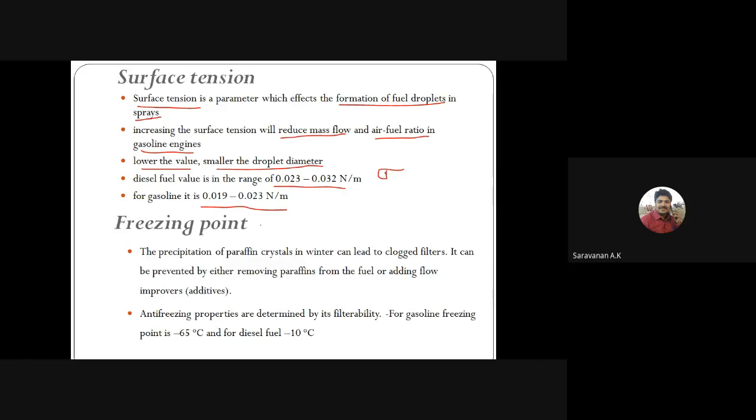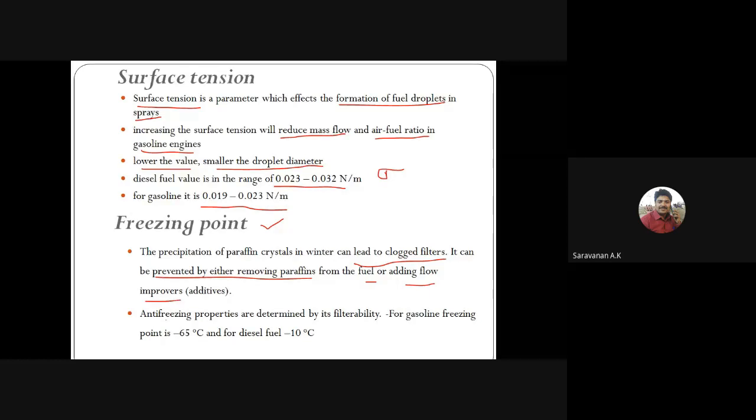And one more is the freezing point. It is the precipitation of paraffin crystals in the winter, which can lead to a clogged filter. It can be prevented by either removing the paraffins from the fuel or adding flow improvers, that is, additives.